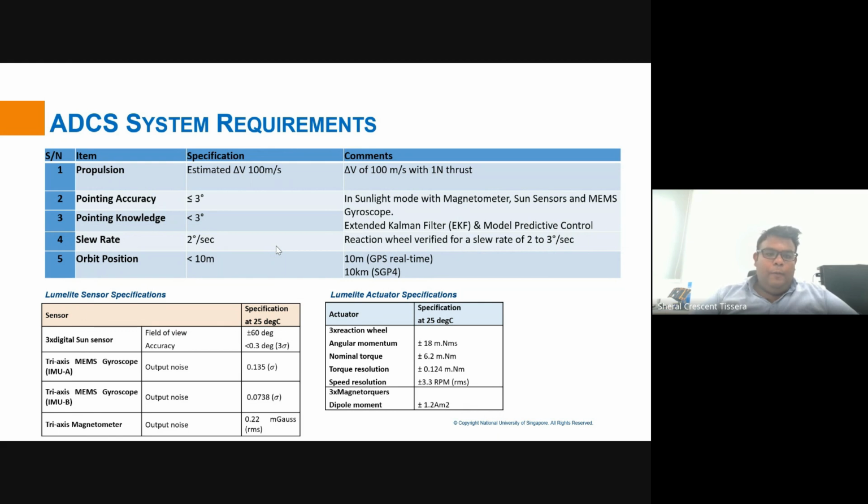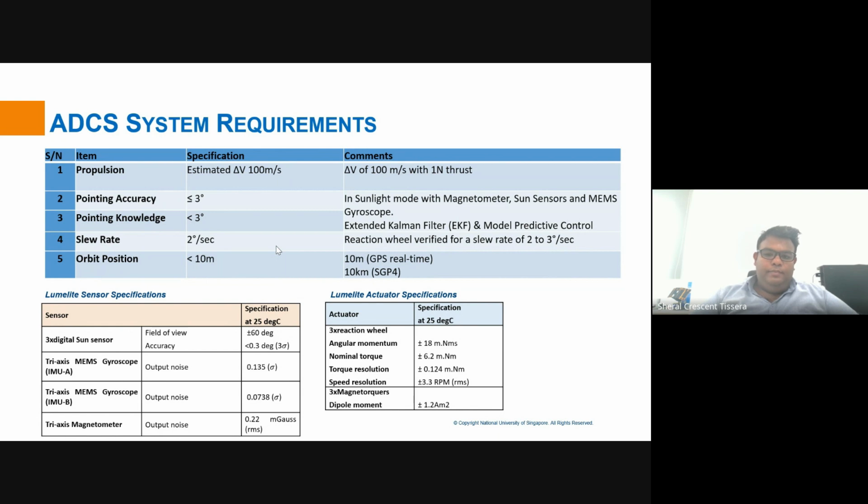Because the satellites do not have an imaging payload, the requirement for a pointing control is not very stringent. It is specified to be less than 3 degree with a slew rate of 2 degree per second. Orbit positioning is something that is critical.